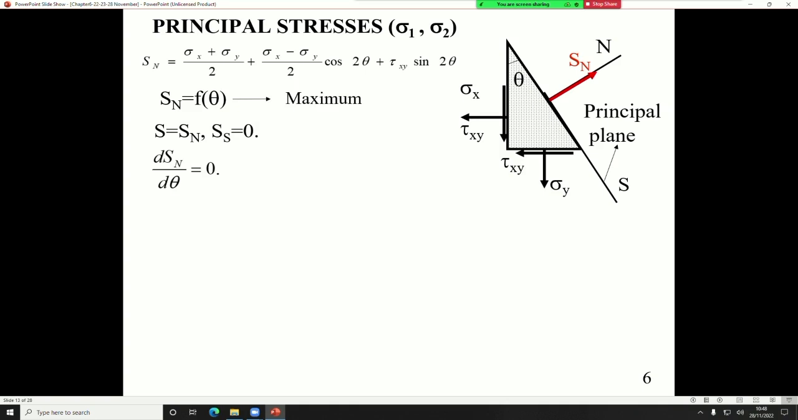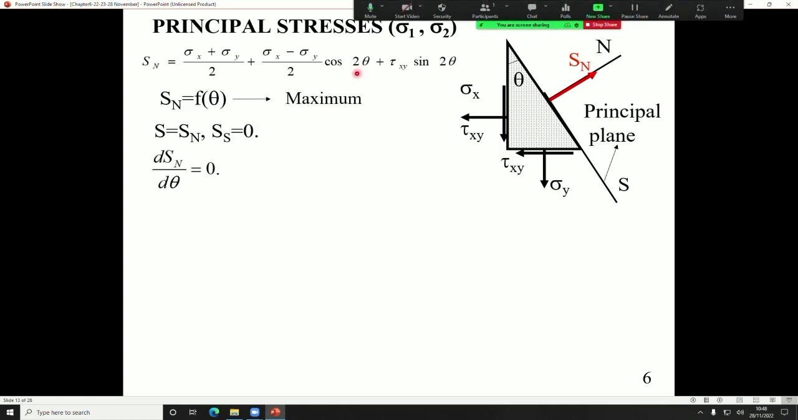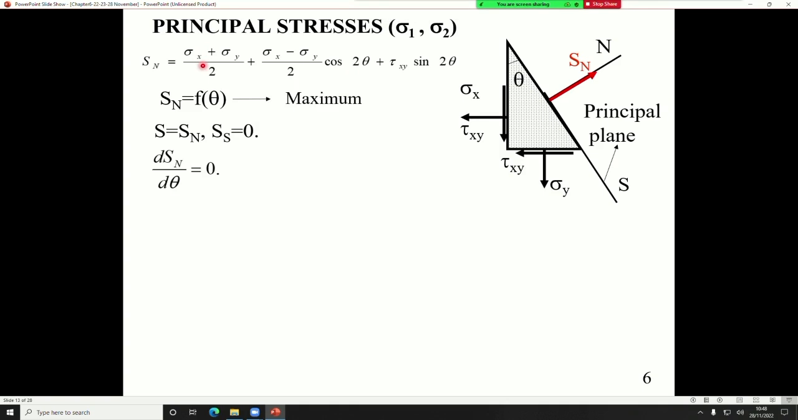In this case, the first term is a constant value, so its derivative with respect to theta is zero. The derivative of this term with respect to theta is minus 2 sine of 2 theta, and the derivative of this term is 2 cosine of 2 theta. As I said, these are constant values when theta is the variable. So this is 0, this is the derivative of this term, this is the derivative of that term, and I equate it to 0.